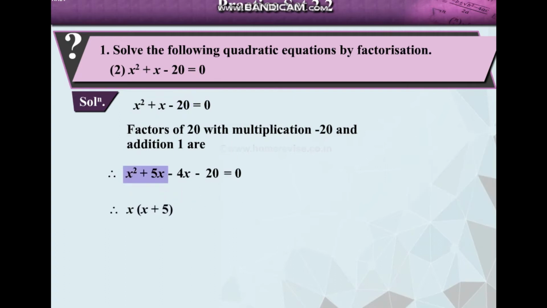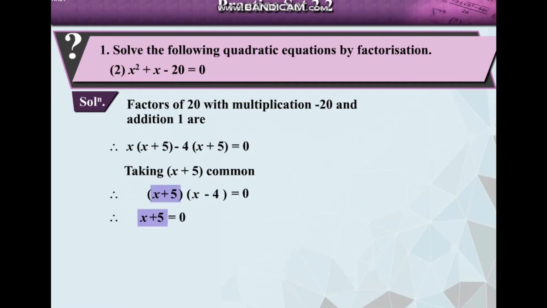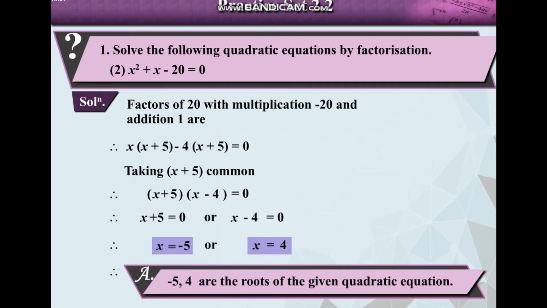Therefore, x multiplied by (x plus 5) minus 4 multiplied by (x plus 5) is equal to 0. Taking (x plus 5) common, therefore, (x plus 5) multiplied by (x minus 4) is equal to 0. Therefore, x plus 5 is equal to 0, or x minus 4 is equal to 0. Therefore, x is equal to minus 5, or x is equal to 4. Therefore, minus 5 and 4 are the roots of the given quadratic equation.